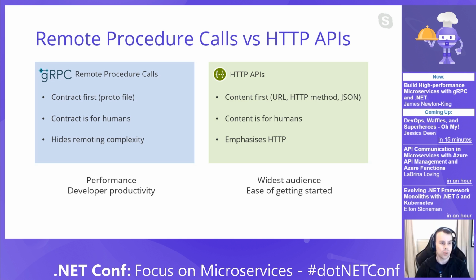So if I was going to sum up these two approaches, gRPC focuses on performance and developer productivity, while REST has the widest audience. Everyone can do HTTP 1.1, everyone can do JSON, and it's very easy to get started with REST. There's no code generation involved.